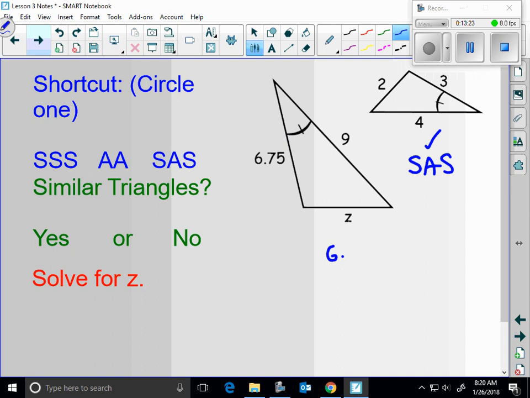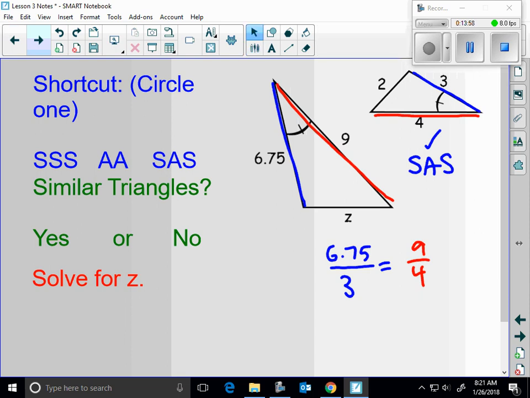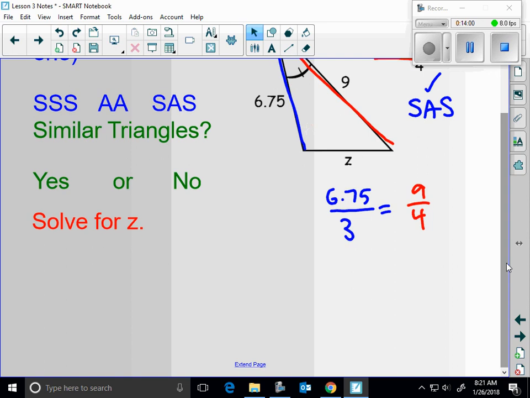Okay, so I've got a 6.75. What does 6.75 correspond to? 3 or 4? Is it the longer or shorter of the two sides that surround that angle? Shorter. So 3 is the shorter of those two sides that surround it. And I see that 9 would correspond to 4. Let's see if this is a true proportion. Well, how would I know whether or not it's true? Because I still haven't proven these are similar.